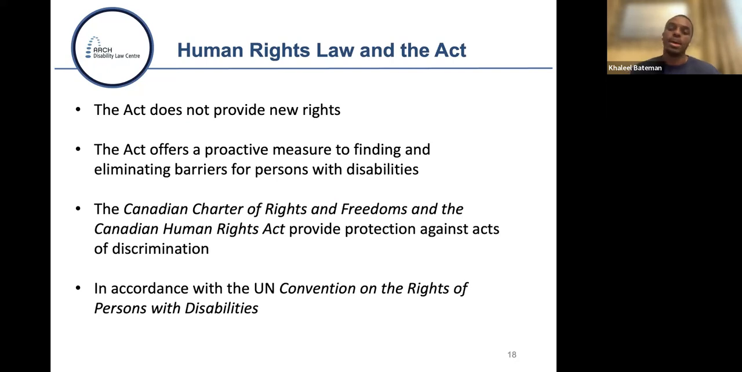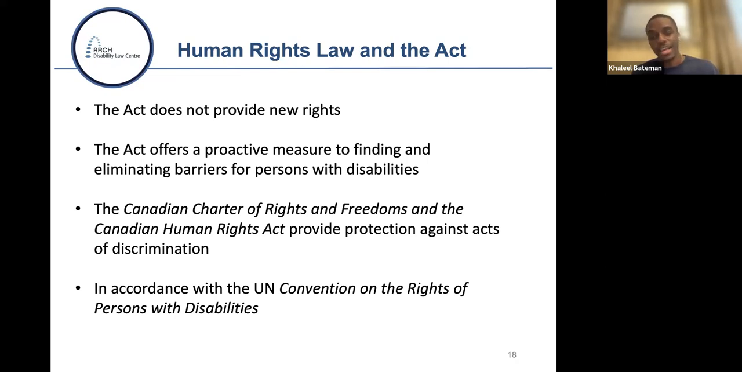Now, I wanted to take the time to discuss the ACA's connection to human rights law. Now, it's important to note that the ACA does not provide new rights. These rights have existed and are seen in the Canadian Charter of Human Rights and Freedoms and the Canadian Human Rights Act. The Charter and the CHRA provide protection against acts of discrimination.